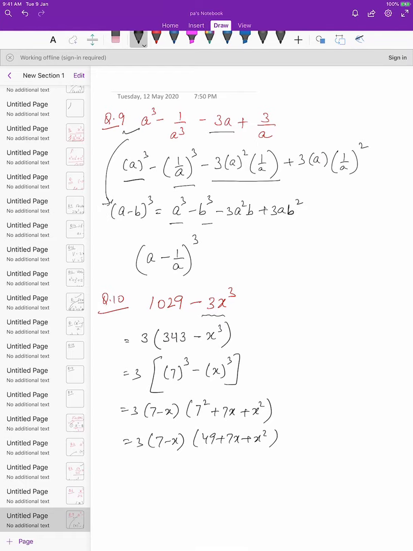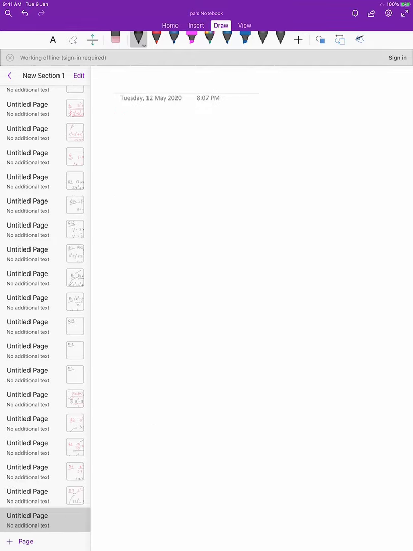Now the next question is, suppose I take question number 11, suppose it's a square minus b square plus 2bc minus c square. Now what? 4 terms, but none of them is cubic. So forget about the cubic terms now.